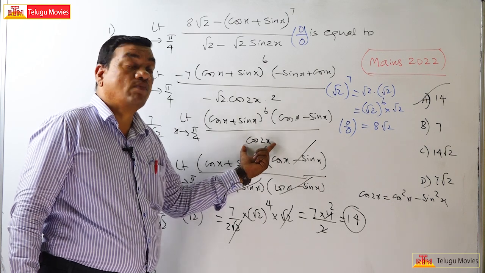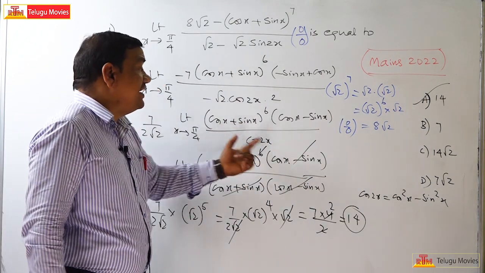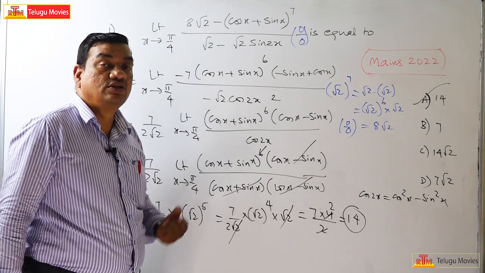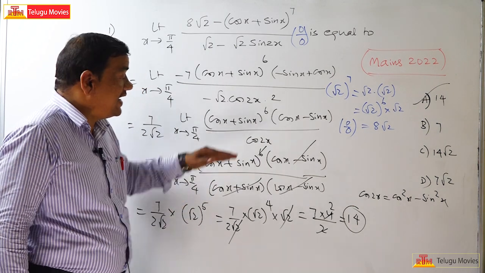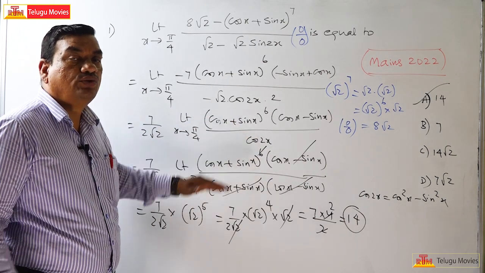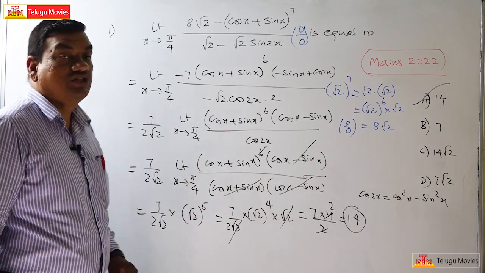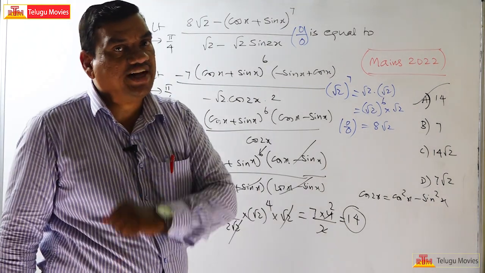Cos 2x formula is cos square x minus sin square x. If you didn't get that idea, that cos 2x is equal to cos square x minus sin square x, again they will do the L'Hospital rule. The problem will become lengthy. Okay. So I hope that you understand this solution. Let us move to the next problem.